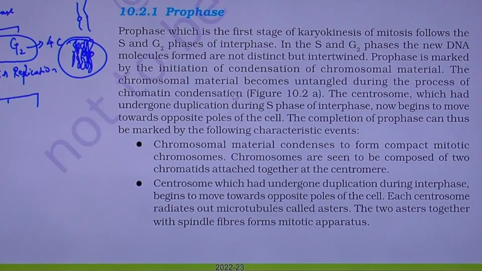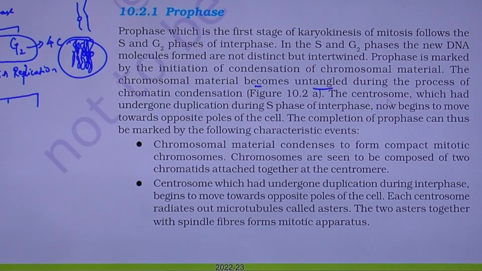The chromosomal material becomes untangled during the process of chromatin condensation. So here in prophase the chromosomal material was condensed, so it becomes untangled. In the prophase stage the chromosomes will be untangled, which means what? Like tangles. In hair we have tangles, no? So that is untangled.